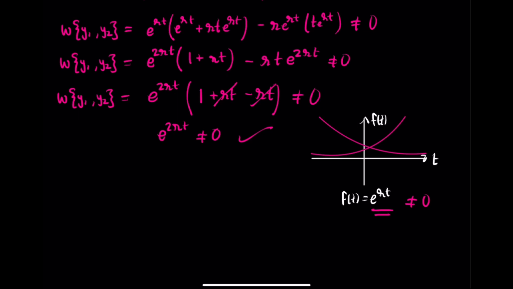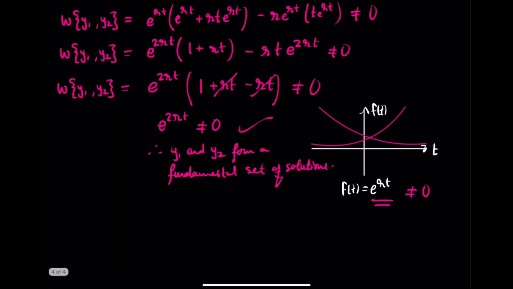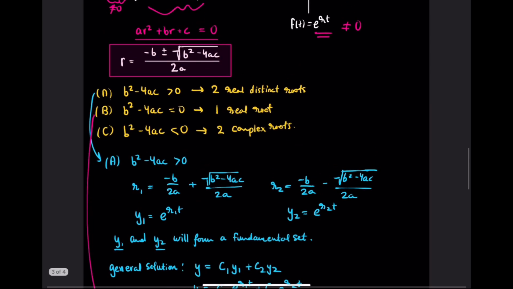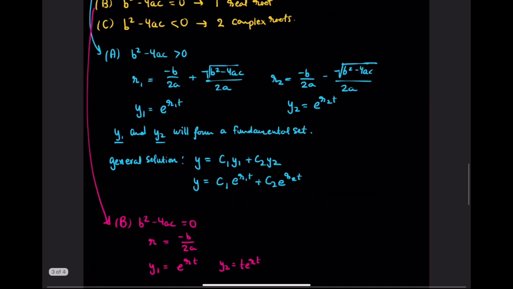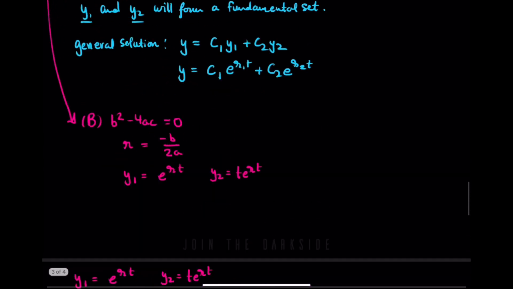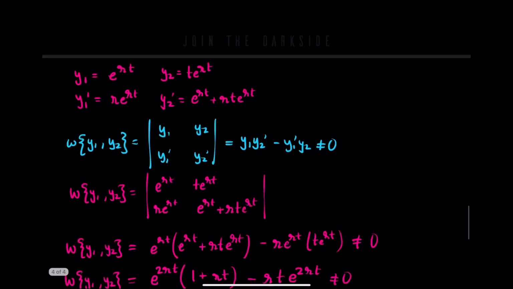Therefore, y1 and y2 form a fundamental set of solutions. There you go. So based on that, we now know that y1 and y2 form a fundamental set of solutions. That's great. And so we've proved, we now know what y1 and y2 would be for case B. And so we could now write the general solution of case B.